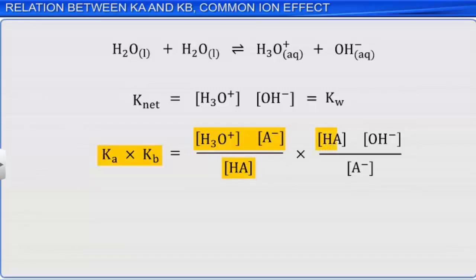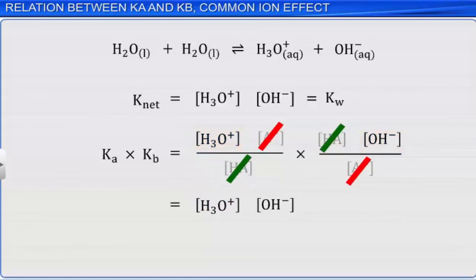On cancelling the common terms, you get the product of concentration of H3O+ and OH-. This, as you know, is equal to Kw, the ionic product of water. Hence, it can be concluded that the product of Ka and Kb is equal to the ionic product of water.